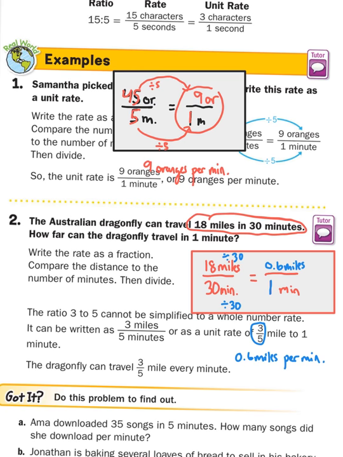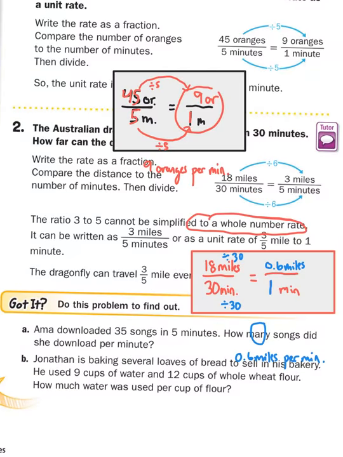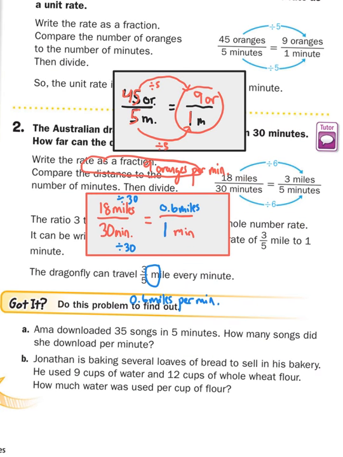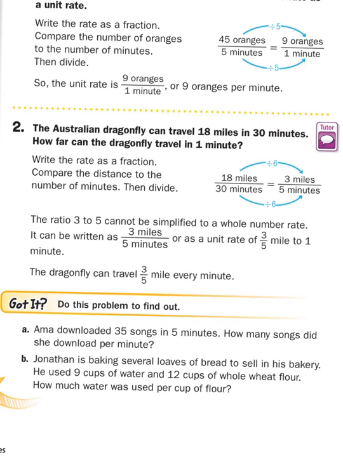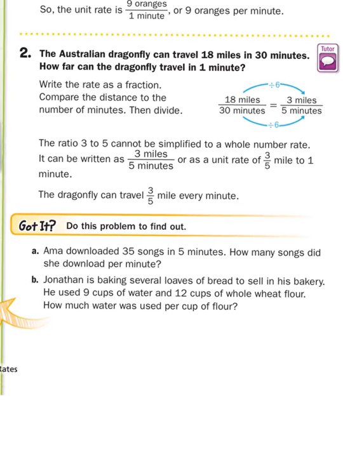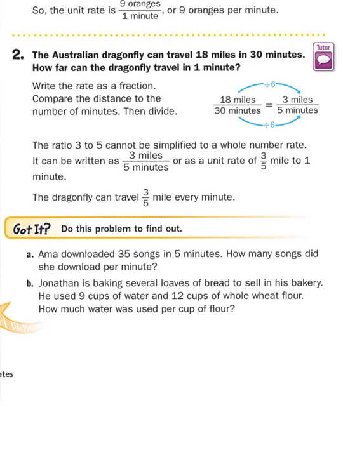We're going to try a couple. We're going to try A and B. So I'm going to get rid of those boxes. Okay, so in A, I'm going to try A with you, and then I'm going to have you do B by yourself. So remember, I'm going to follow all directions here and do this with me. A says, Amma downloaded 35 songs in 5 minutes. How many songs did she download per minute?